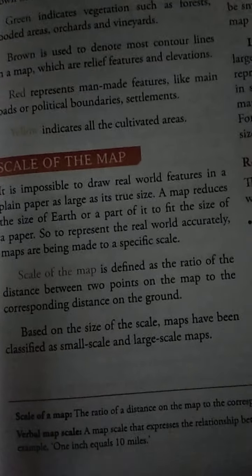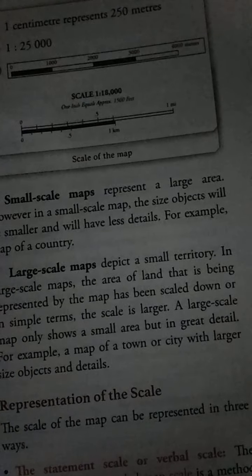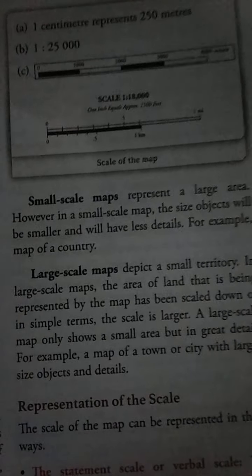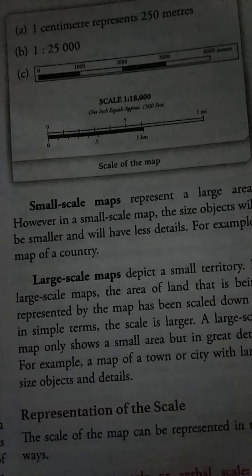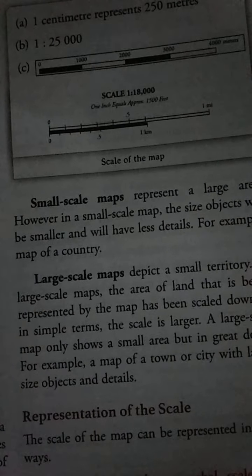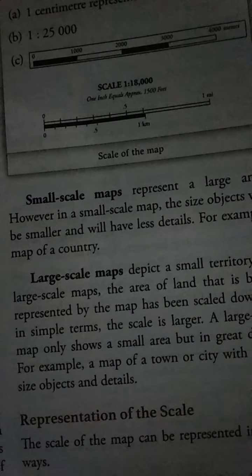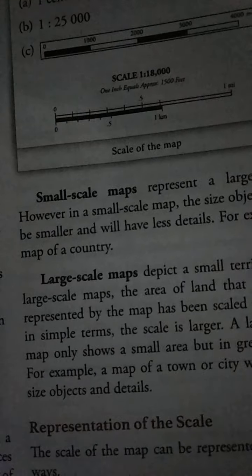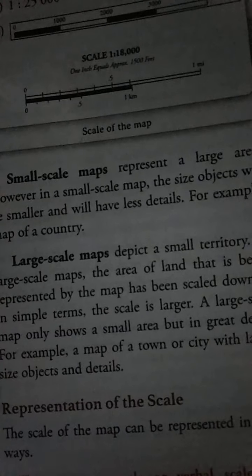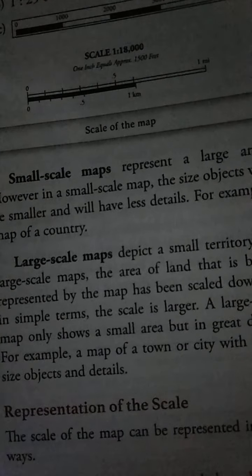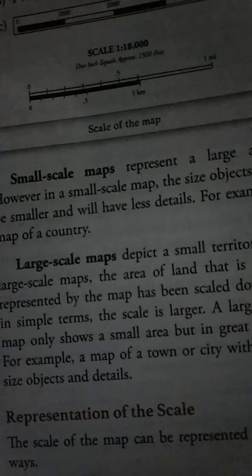Okay, now let's see how the calculation is done. Small scale maps represent a large area. However, in a small scale map, the size of objects will be smaller and will have less detail. For example, a map of a country. A large scale map is one in which a smaller country, a small territory, is depicted in a big form.